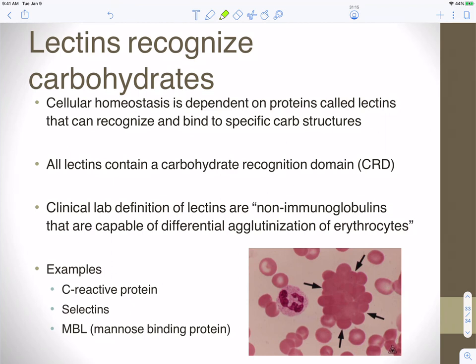Now I just want to briefly touch on lectins. Lectins have the ability to also recognize carbohydrates. And so homeostasis of cells is dependent on these lectins, which are proteins. These can bind to specific carbohydrate structures. They contain a carbohydrate recognition domain. And the definition of lectins is non-immunoglobulin proteins that are capable of agglutinating erythrocytes. So we have C-reactive proteins, we have selectins, and we have mannose-binding proteins, all are types of lectins. And we'll talk more about those when we get to immunology.